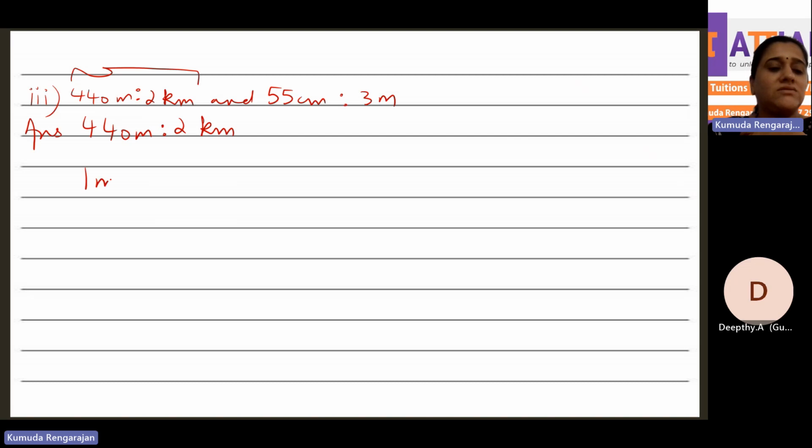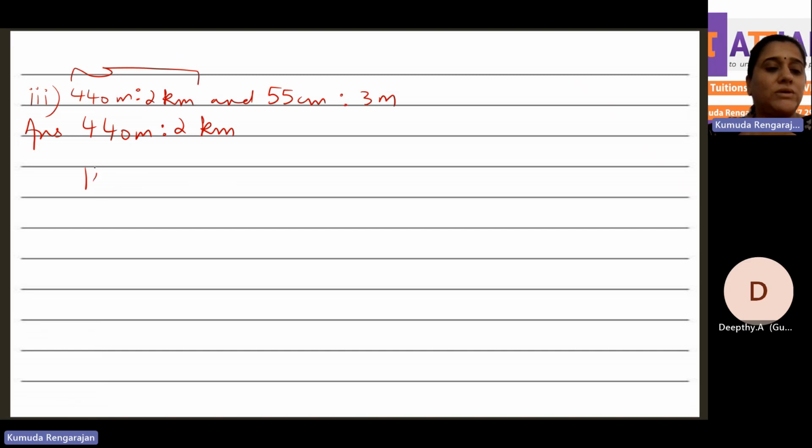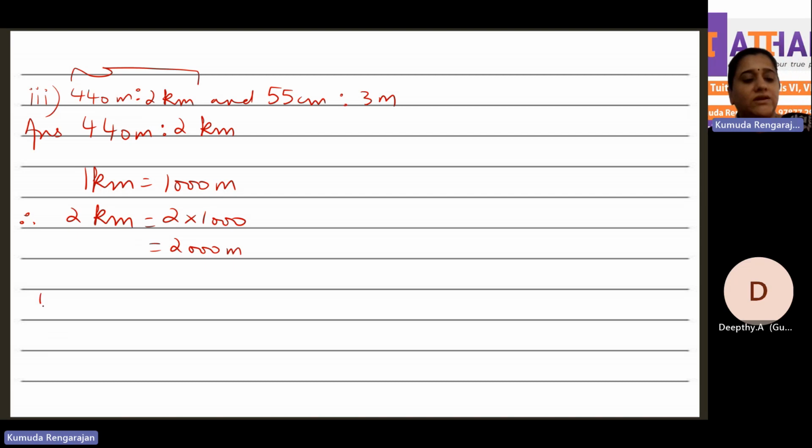1 meter is 100 kilometers. Sorry, 1 kilometer is 1000 meters. Therefore, 2 kilometers will be 2000 meters. So now we have to find 440 meters to 2000 meters.